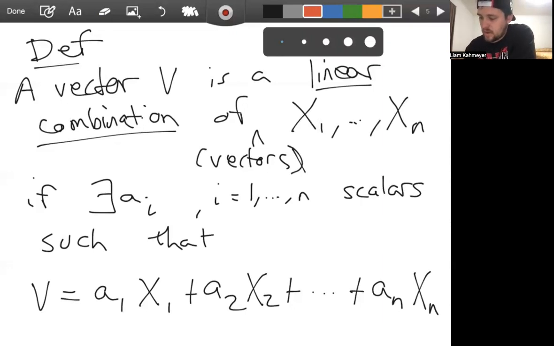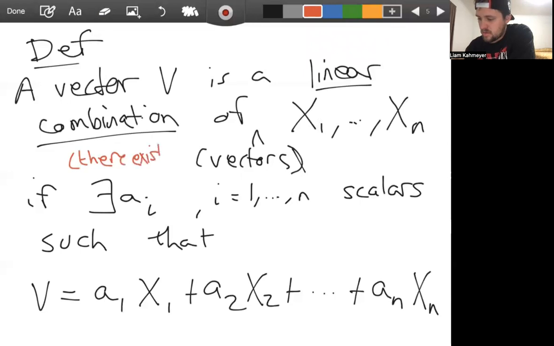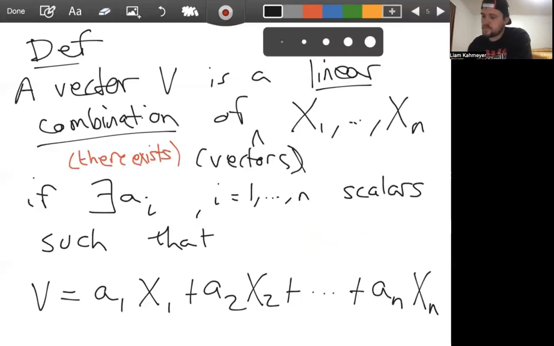So this backwards E here is read as "there exists." It's kind of the sister symbol to the upside down A, the "for all," right? Like for all something, there exists something. So you'll see a lot of times things like for all X, there exists Y, or something like this, right? And so that's what the backwards E means.